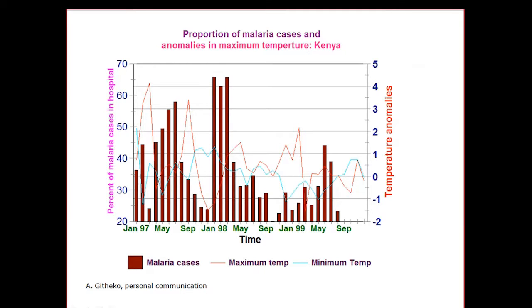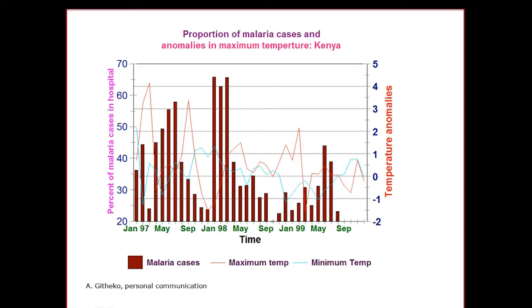We have a model here. This is a study done by Giteko in Kenya. Looking at the graph, looking at our histogram, there are two observations in this graph. The graph shows the proportion of malaria cases vis-a-vis maximum and minimum temperature.